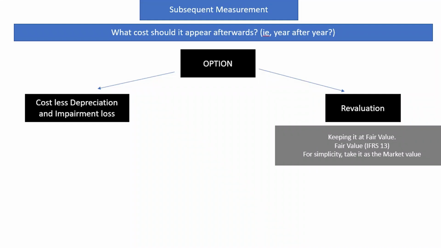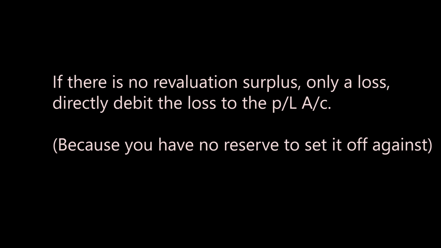So let's talk a little bit in depth about revaluation as well. We saw that revaluation is a method of subsequent measurement where we keep it up to market value. And an increase in the value of an asset will be a revaluation surplus. It will go to the reserve. And a decrease is a revaluation loss, and we have to nullify the balance in the revaluation reserve, and then any excess will go to the debit of the profit and loss account. And if there is no revaluation surplus and there's only a revaluation loss, then you can directly take it to the profit and loss account.